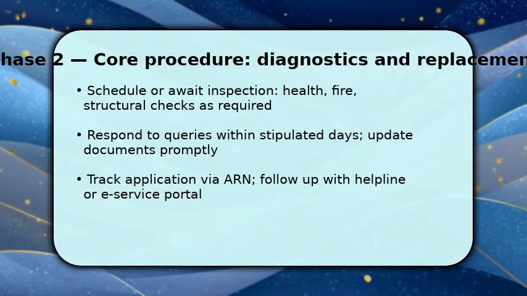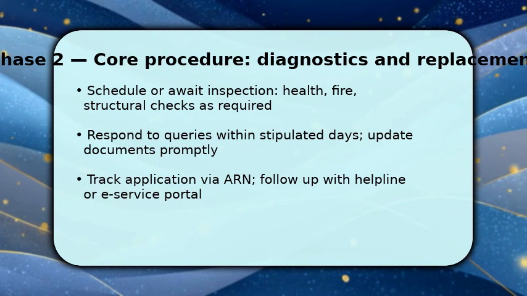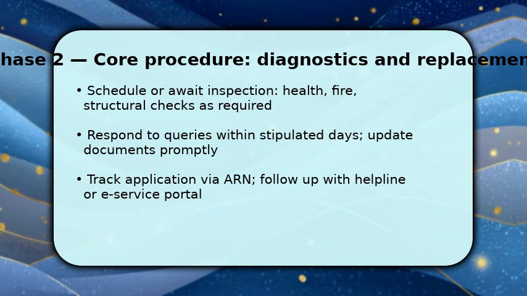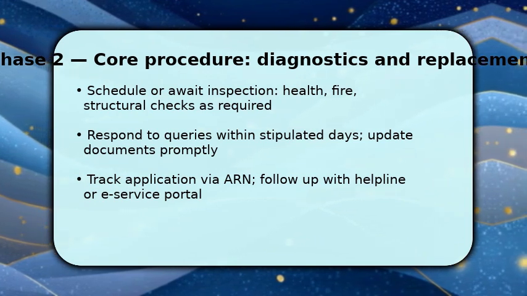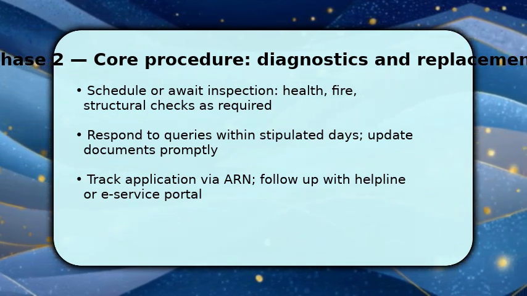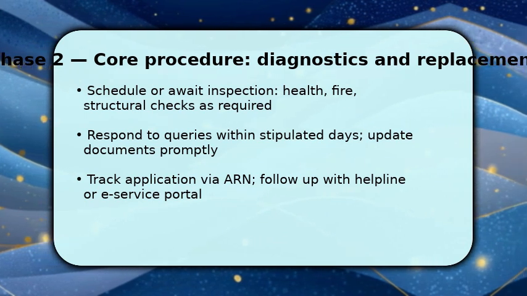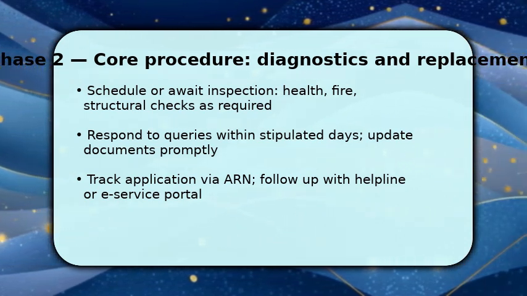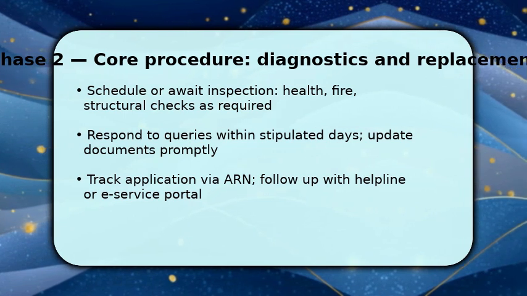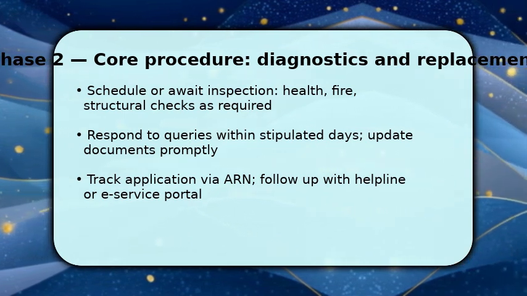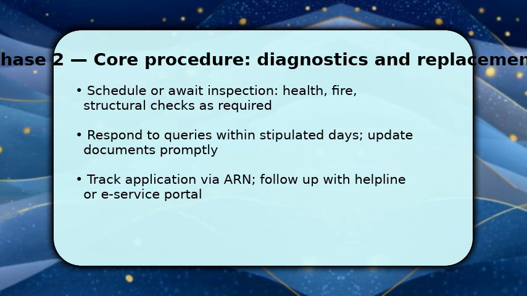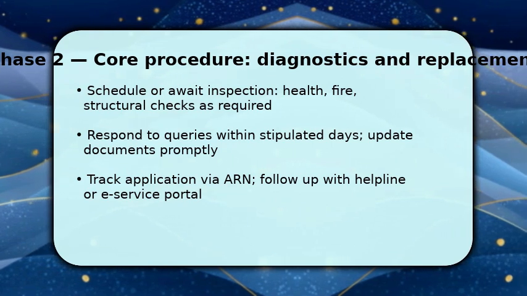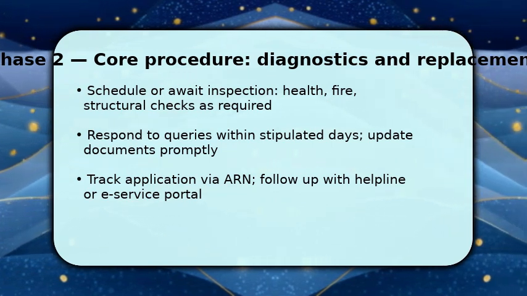After submission, the municipal team verifies documents and schedules inspections, health, fire, and structural checks depending on your business category. You should be ready to answer questions and provide additional NOCs, like fire clearance or environmental consent. If asked, upload documents immediately so the process is not delayed. Make sure to track your ARN on the portal and follow up with the helpline if the inspection isn't booked. Staying responsive speeds approval and avoids unnecessary rejections.